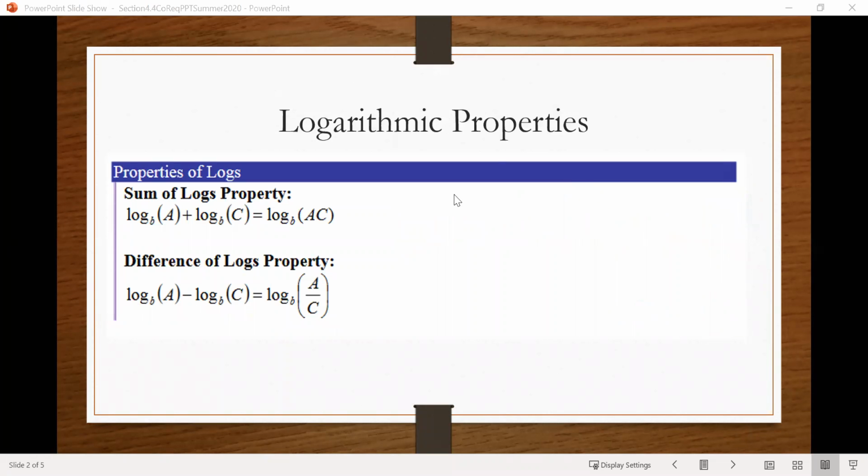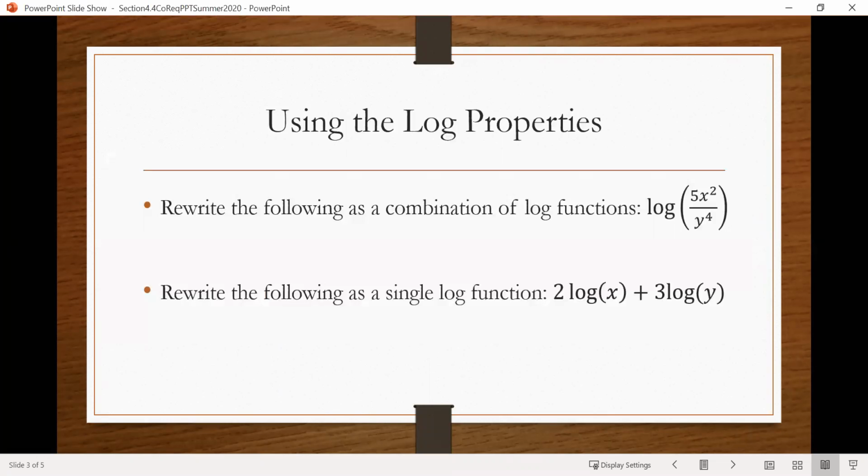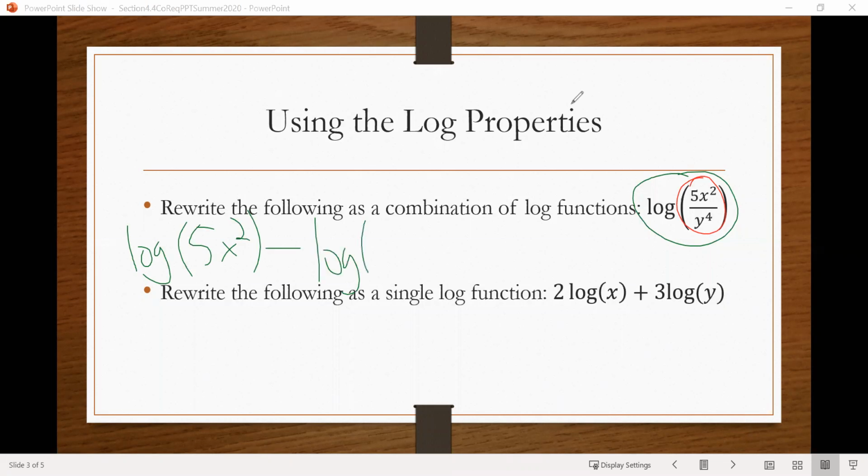Let's take a look at one way we could use these properties. The first one says to rewrite the following as a combination of log functions: log of 5x squared over y to the 4th. Basically, we're going to expand this using those rules. Notice that on the inside of the log we have two things being divided. Based on what we said on the previous slide, we can write this as log of the top thing, which is 5x squared, minus log of the bottom thing, which is y to the 4th.